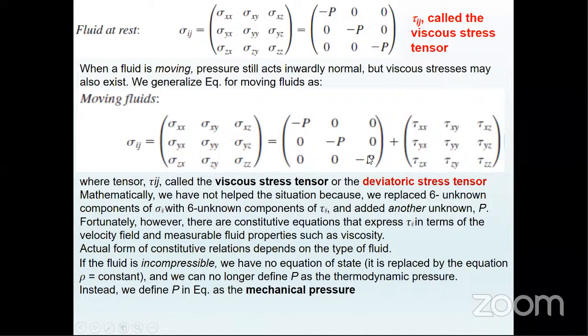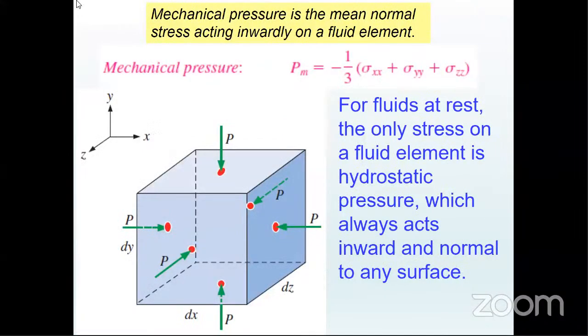Being this mechanical pressure, what does one have to expect? Mechanical pressure is the mean normal stress which is acting inwardly on a fluid element. If it is acting normally on all the faces, top, bottom, this mechanical pressure can be summarized in terms of the stress tensor as sigma xx plus sigma yy plus sigma zz over 3, the three faces x, y, z, with a negative sign, mainly because the value decreases.